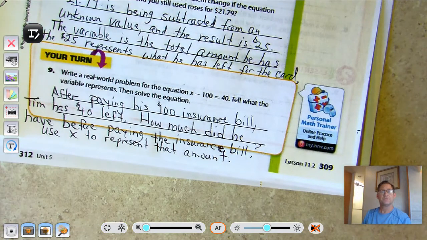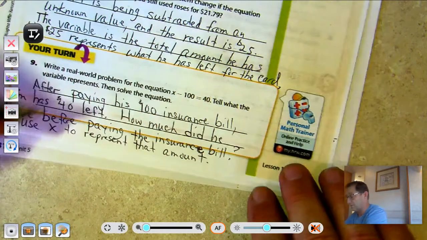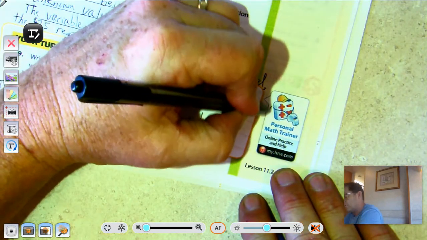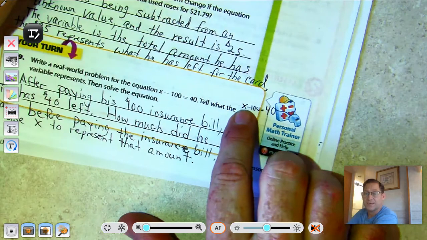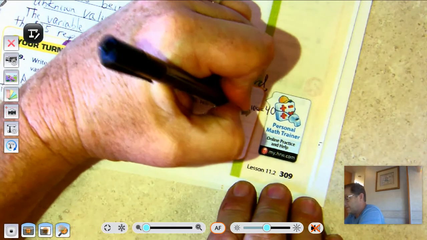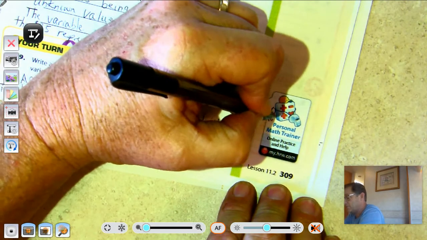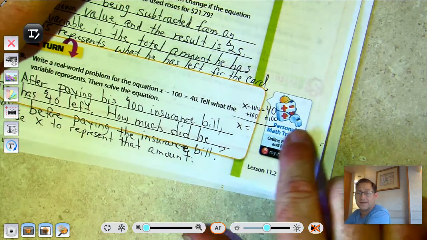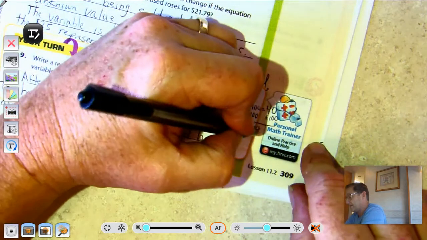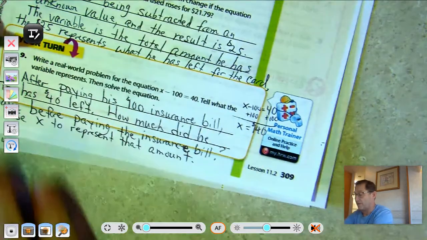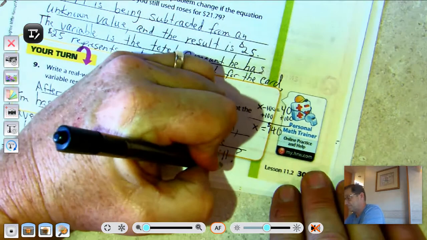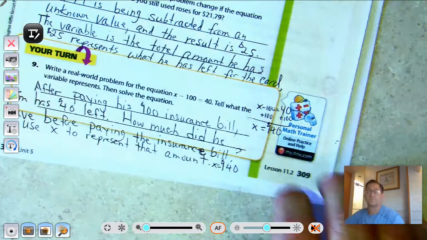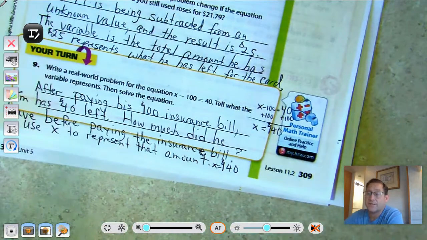Okay, and tell what then solve the equation. So we have x minus 100 equals 40. We notice we have subtraction, so we're going to add 100 to both sides of the equation. That's going to leave me with x on the left-hand side and 100 plus 40 on the right-hand side. So he had $140. And that makes sense. 140 take away 100 is 40.